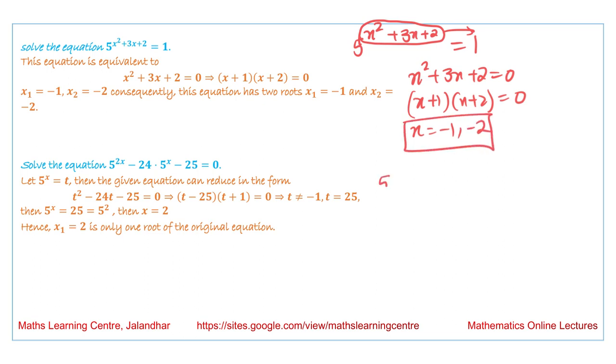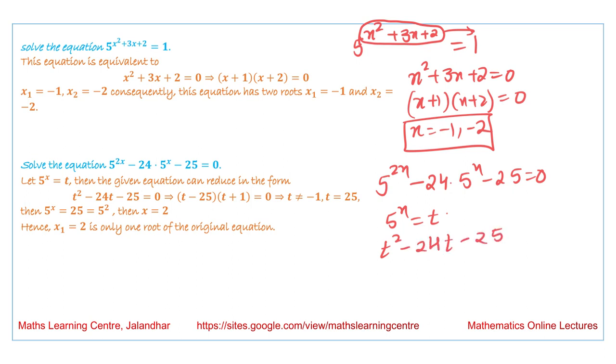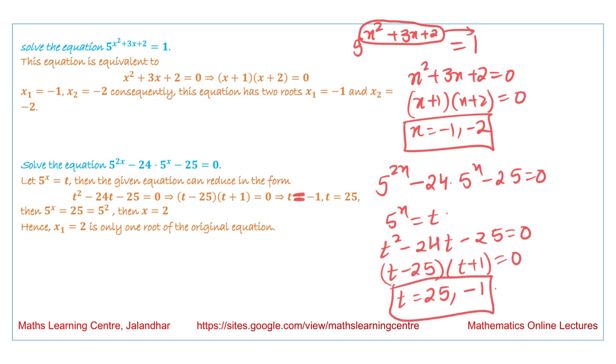Next equation we have is 5 raised to the power 2x minus 24 into 5 raised to the power x minus 25 is equal to 0. So if we substitute 5 raised to the power x is equal to t, this will become t square minus 24t minus 25 is equal to 0. This is t minus 25 into t plus 1 is equal to 0. This is t is equal to 25 or minus 1. This sign over here is equal to, it is not not-equal-to. So we have these two values.